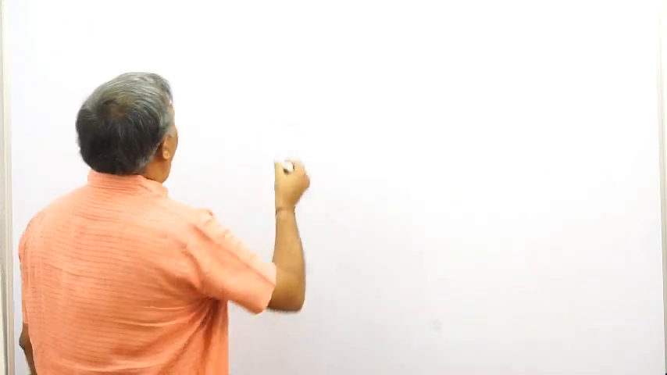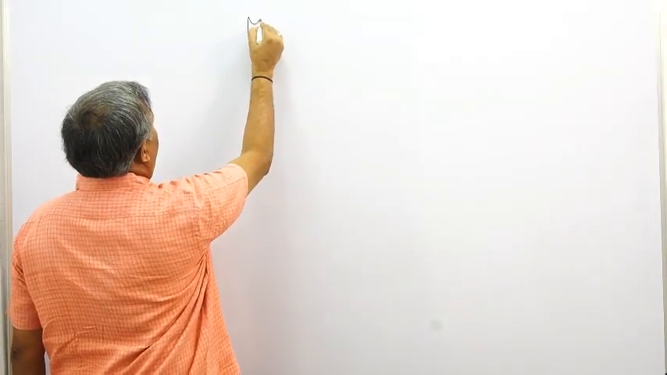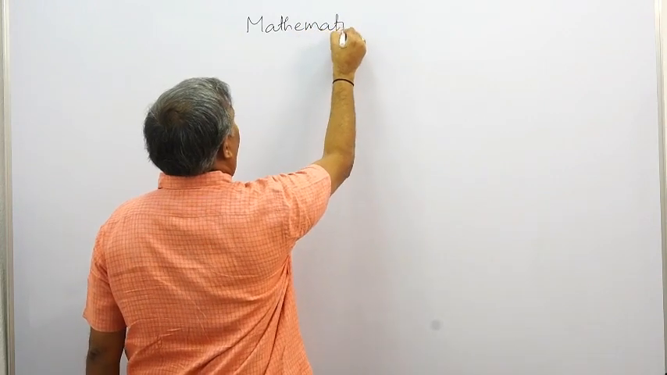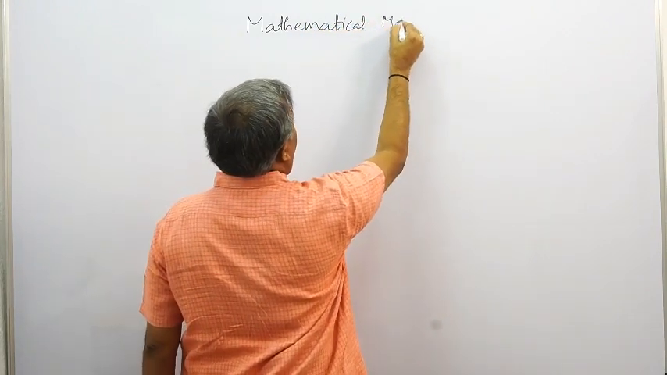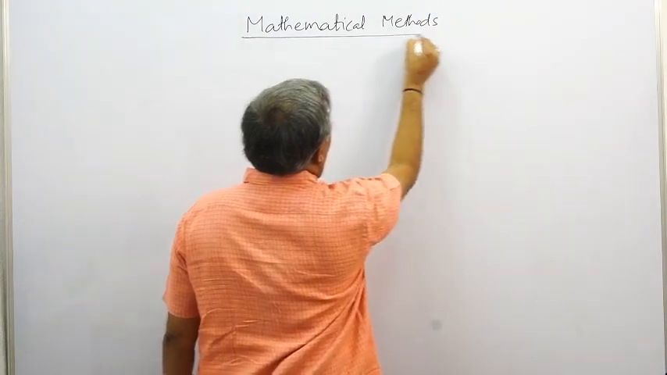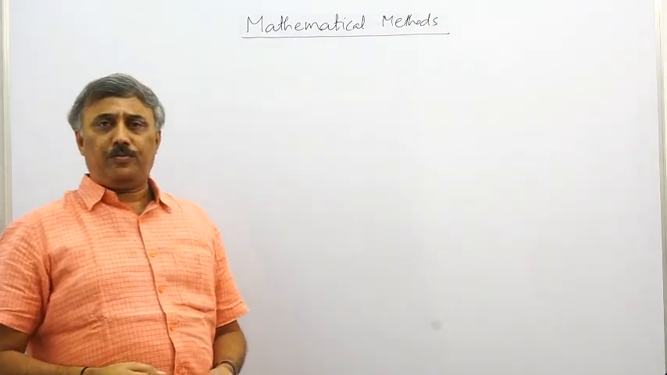The first chapter in the textbook is units and measurement. It's a little bit simple one, that's why keeping that chapter aside, I will start with mathematical methods. Now what are the contents of this chapter?